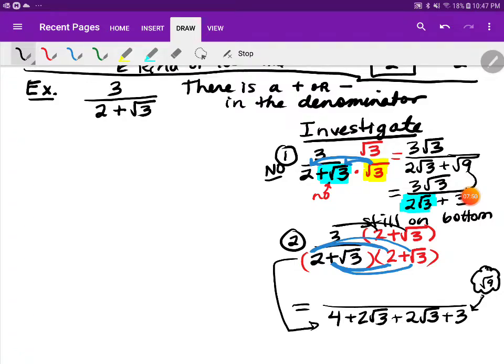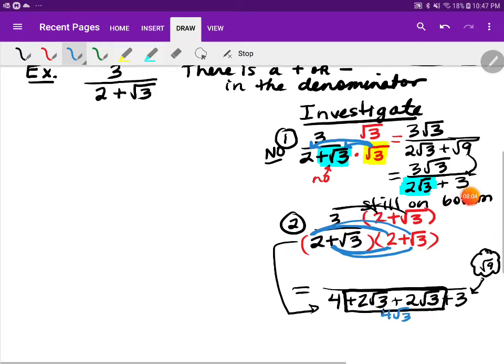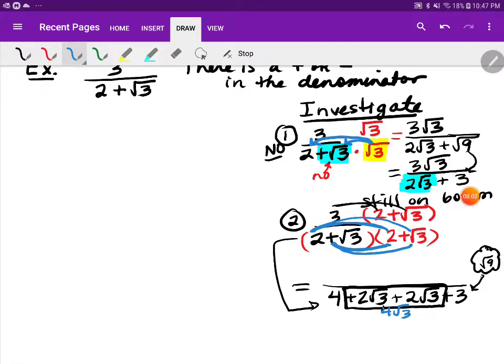So that looks pretty good, except here I get 4 radical 3. I'm going to write that in another color. So this is 4 radical 3. But I didn't want any radicals. So how am I going to make this happen? Now there's 2 radicals. They match. But how could I get rid of one of them?